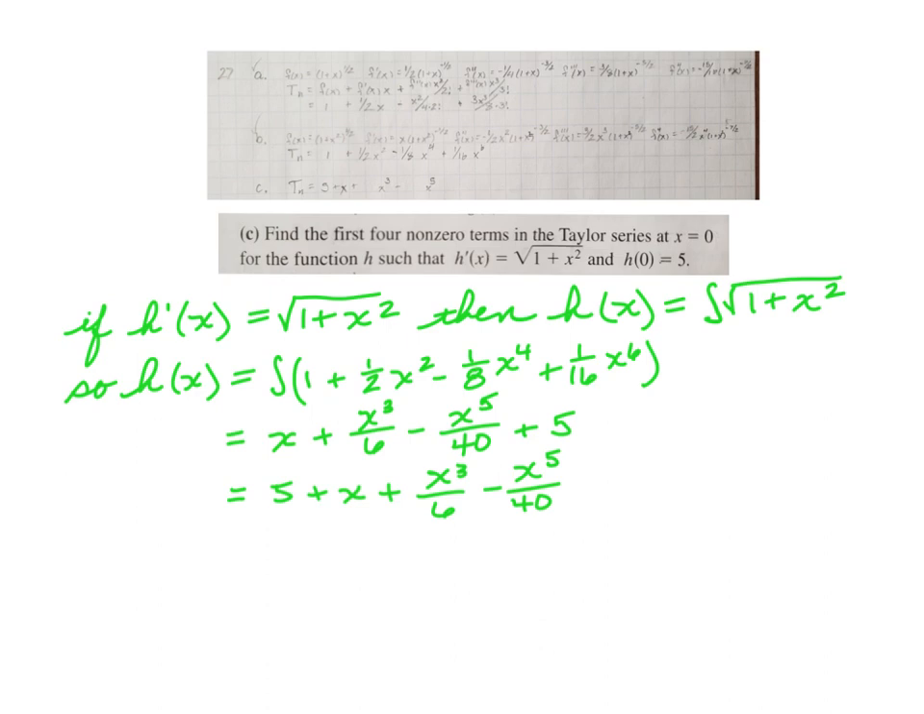You get the integral of 1 is x, the integral of 1/2 x squared is x to the third over 6, and then the integral, obviously, of 1/8 x to the fourth is minus x to the fifth over 40, and then, of course, the first term, depending on which order you choose to write it in, is your C value, or h of 0, which is 5. So really, I guess the 5 should come first, because that's your first term, and then just going from there. So I hope that clarifies 27C.